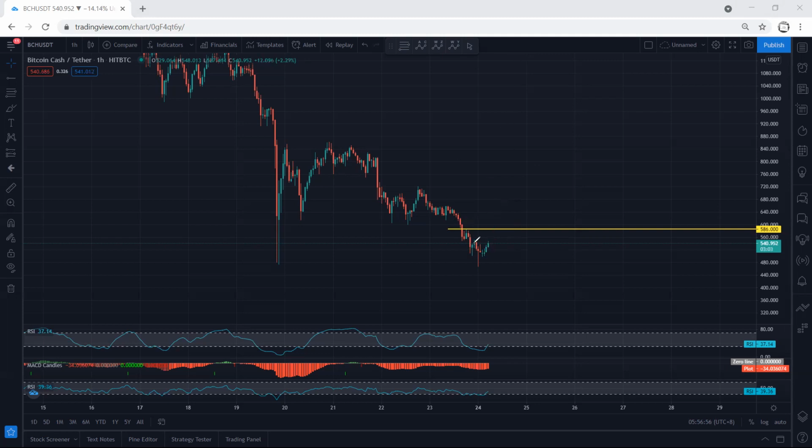Anyway, we're looking for buy, but right now we don't have any trade setup. In this case, we just follow the chart. If I see any update, I will share.